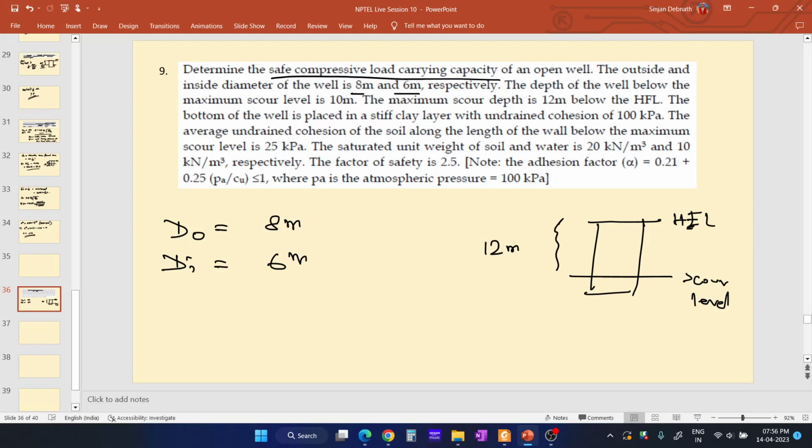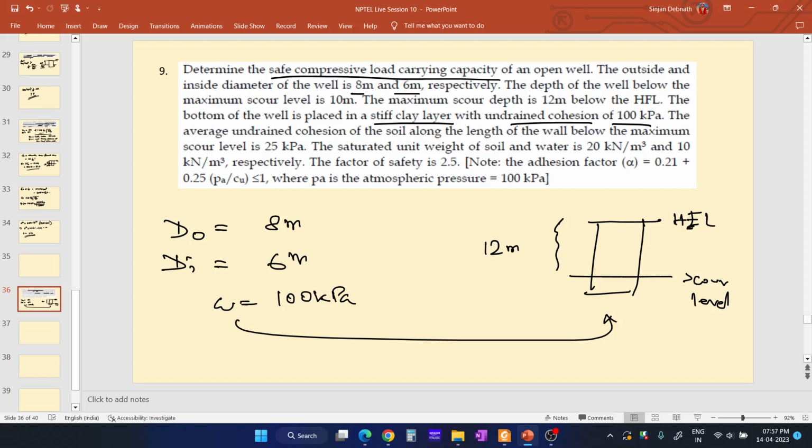And the bottom of the well is placed in a stiff clay layer with undrained cohesion of 100 kPa. So Cu is how much? It is 100 kPa. And the average undrained cohesion of the soil along the length of wall below the maximum scoured level is 25 kPa. So Cu at this base is 100 kPa, and along this length, Cu is around 25 kPa, the average undrained cohesion.